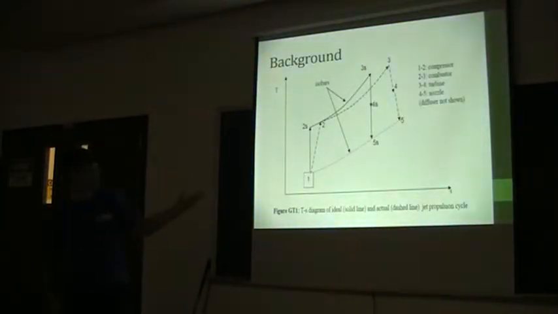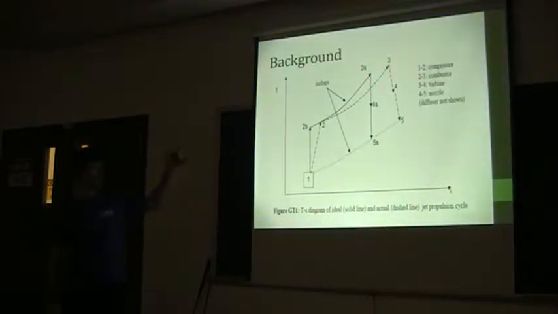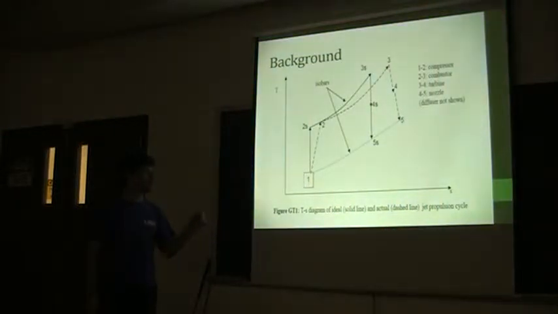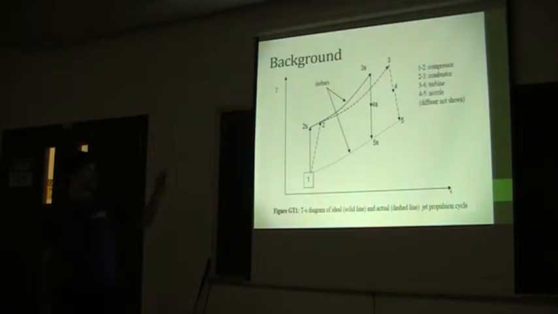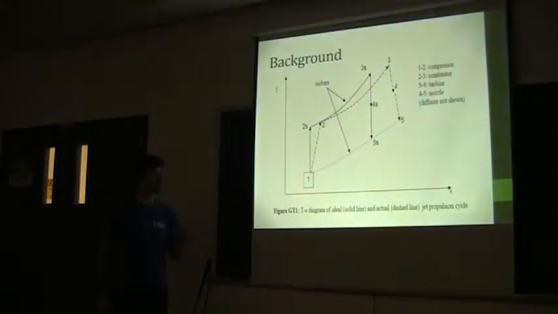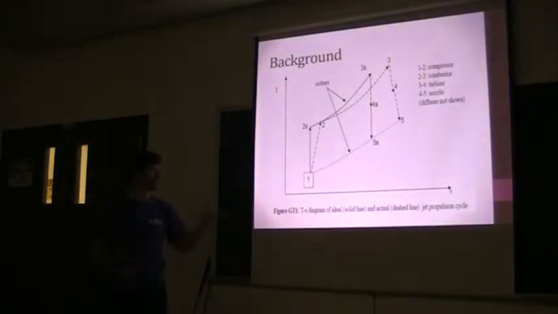A little background here is the Brayton cycle. From 1 to 2, you have isentropic compression in the compressor. 2 to 3 is isobaric, which is constant pressure, combustion. 3 to 4 is isentropic expansion in the turbine. 4 to 5 is isentropic expansion in the nozzle. And that's the ideal case.